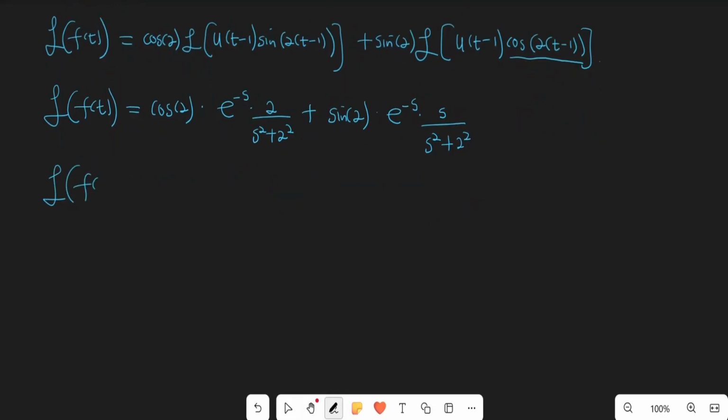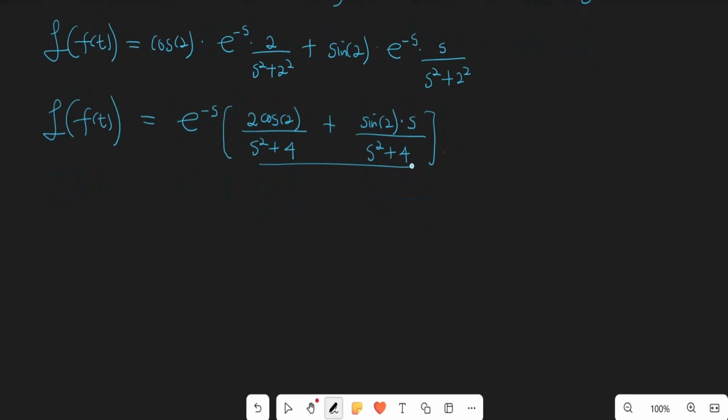So the Laplace transform of f of t is equal to what? Now we will have this. We are going to have e to the negative s out because that is common, and now you are left with 2 times cosine of 2 divided by s squared plus 2 squared, which is 4. Now plus what is left on top here is sine of 2, multiplied by s divided by s squared plus 4, like this.